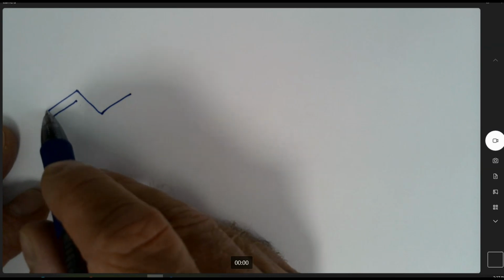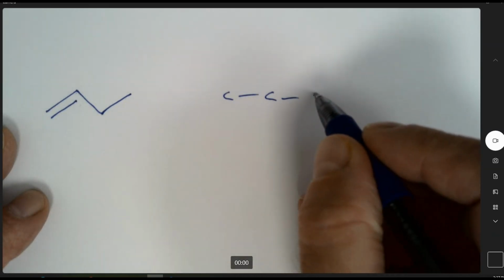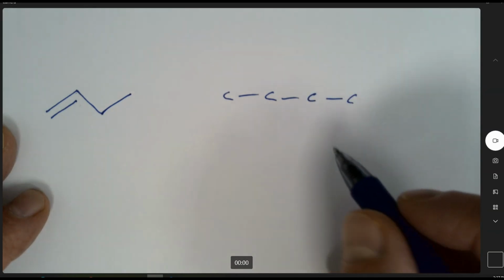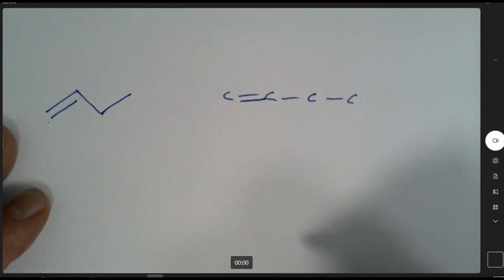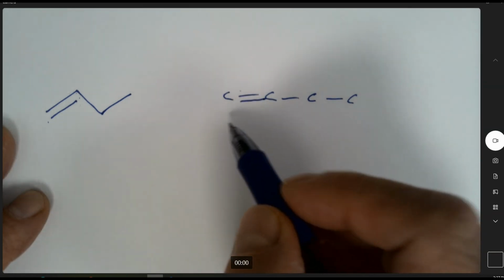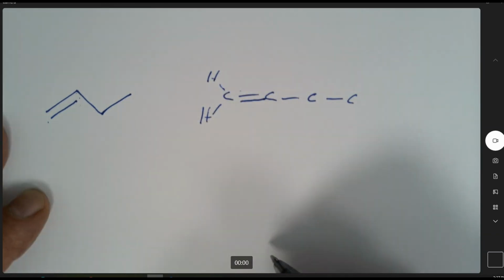So there's my line angle formula. So I'm going to go 1, 2, 3, 4. There's 4 carbons. I'm going to make a 4 carbon chain. Between this carbon and that carbon, there's a double bond. Put the double bond in there. So this carbon, I see 2 bonds. It needs 4. So I fill in what it needs with hydrogen.